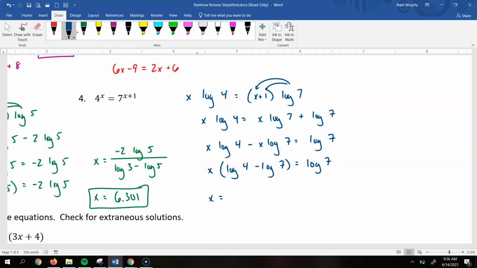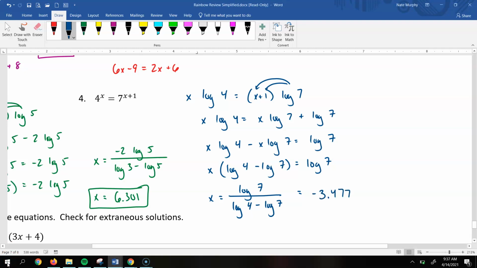So now to solve for x, again, you could take log of 4 minus log of 7 on your calculator and just write out what that would be as a decimal. Otherwise, we could write it like this. So we'd have log of 7 divided by the entire quantity, log of 4 minus log of 7. And you just type that in your calculator. You just want to make sure that you're careful when you're typing it in, make sure that you do it all correctly. And when you do that, you get negative 3.477 as your answer for x.